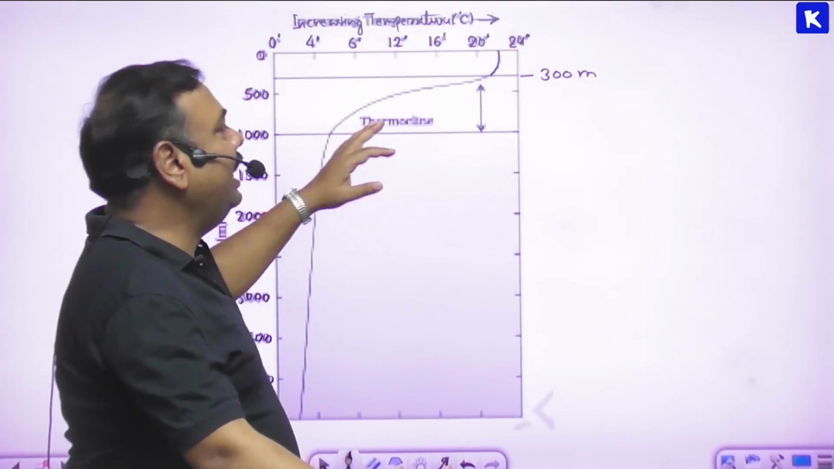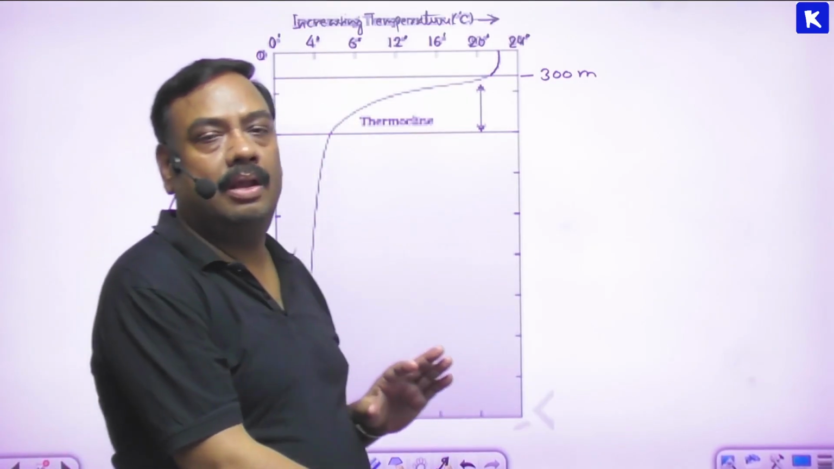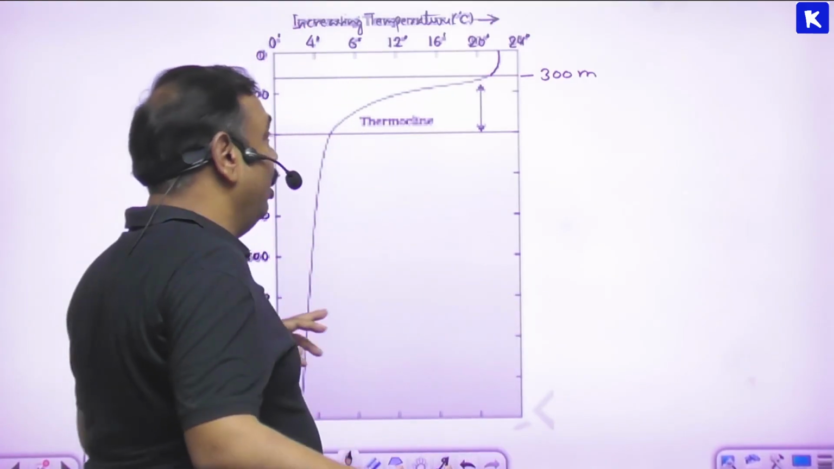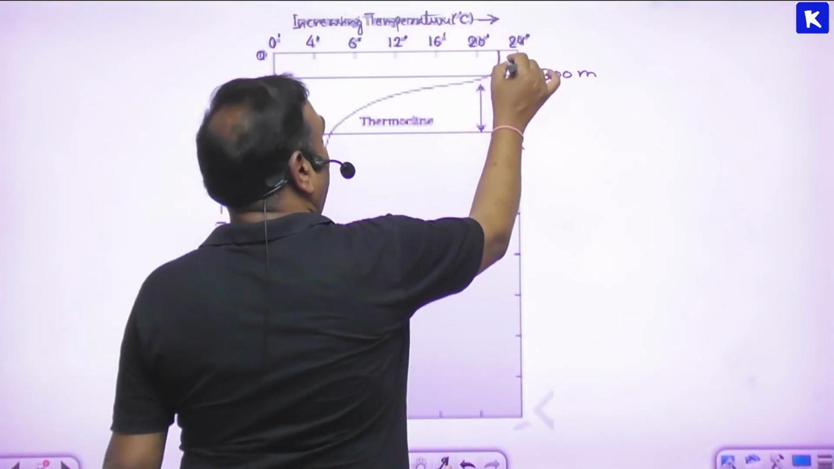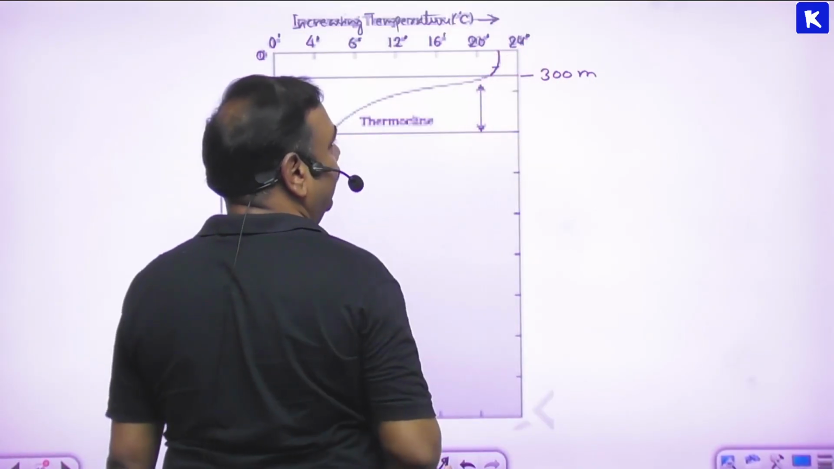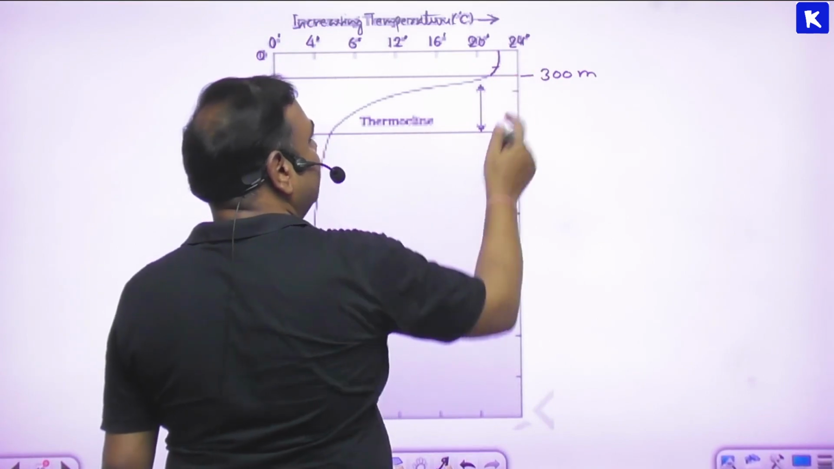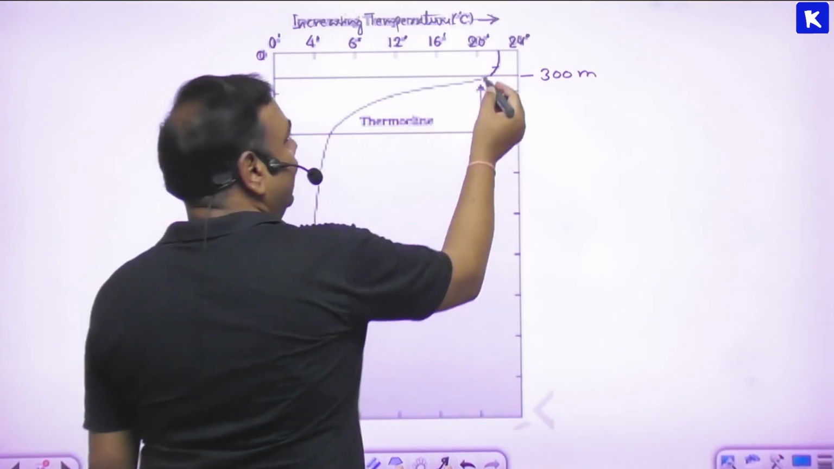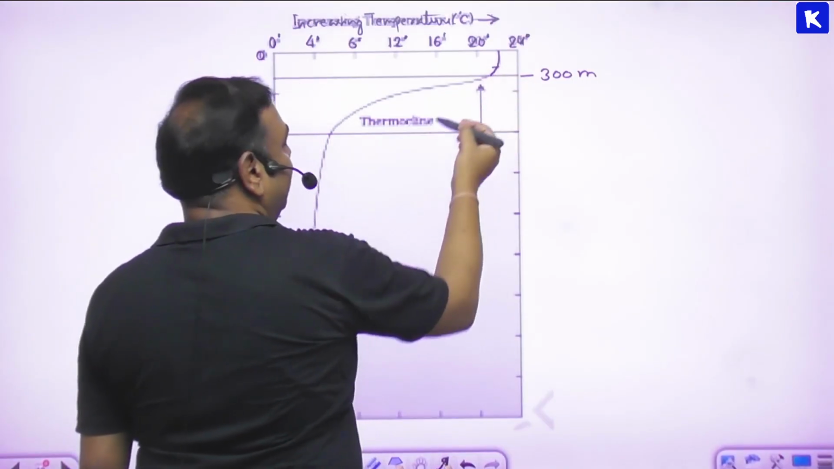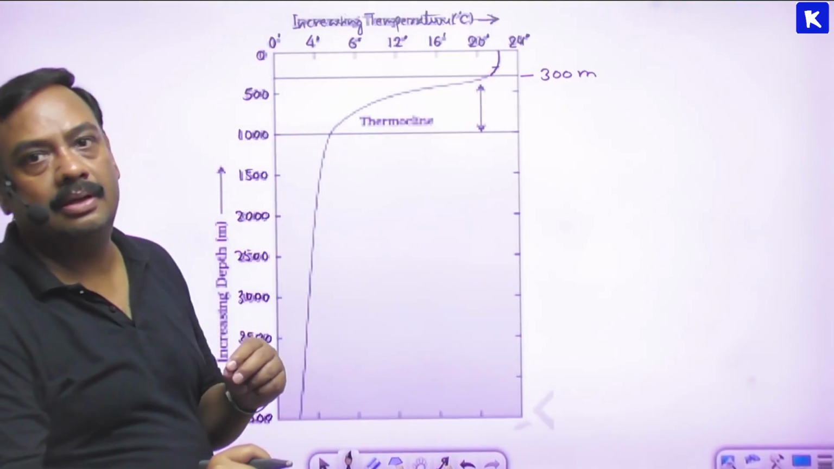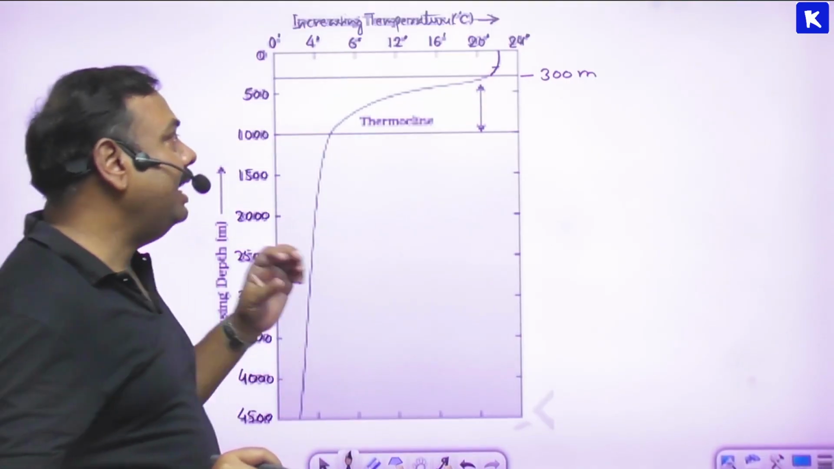See why it happens here. Why up to the depth of 300 meters? And you can see also that up to here, you can say that there is almost no change in the temperature of the ocean water. The major change has started from the depth of 200 meters up to 300 meters. Got it? Why is it so?